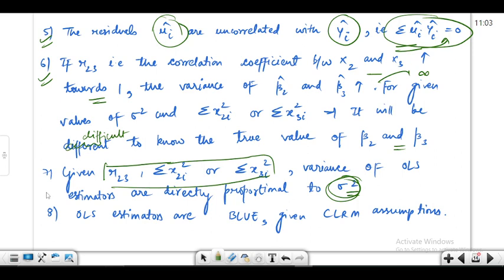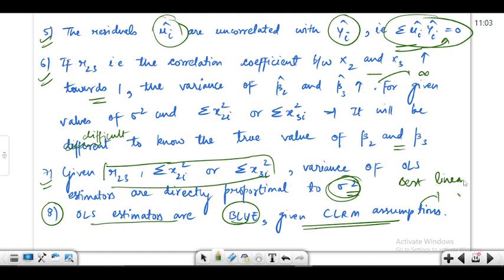And the eighth and last property is basically that your OLS estimators are BLUE given the CLRM assumptions. So we have seen the assumptions, and given those assumptions, your OLS estimators are BLUE, that is, best linear unbiased estimators. I hope you remember this.